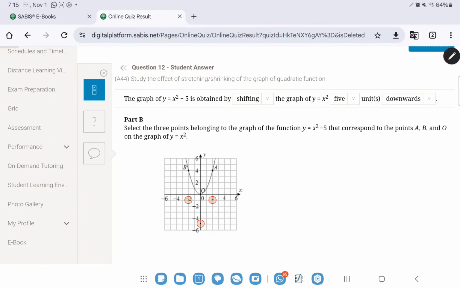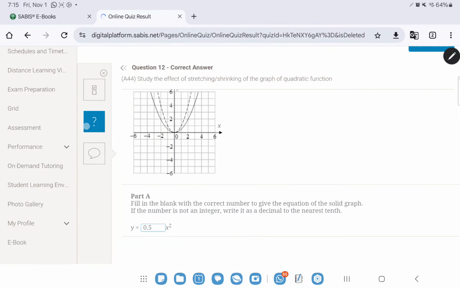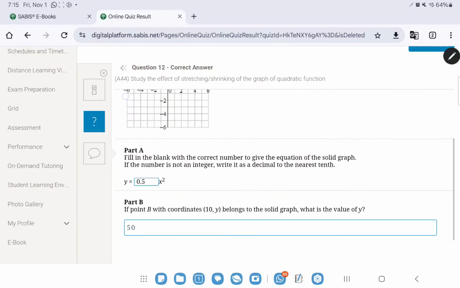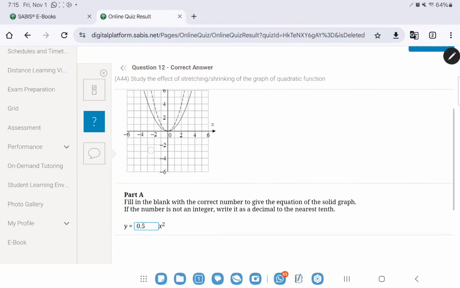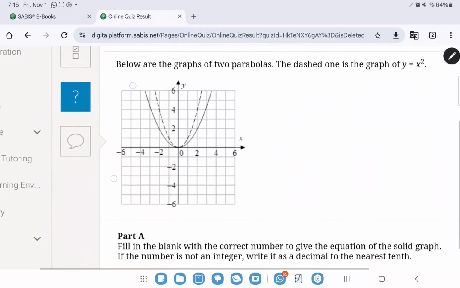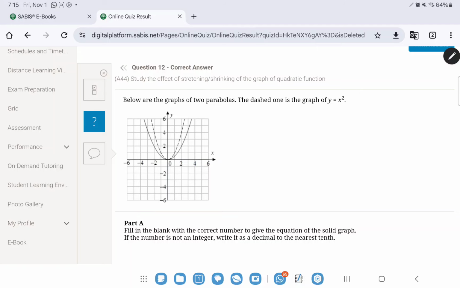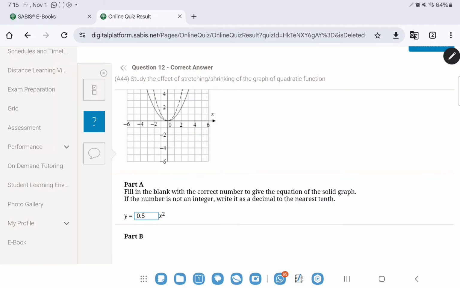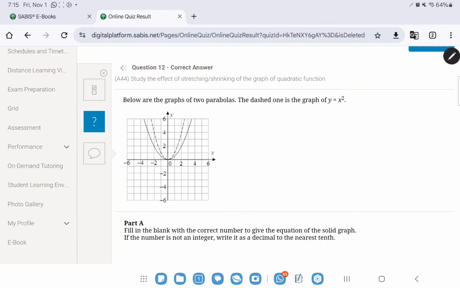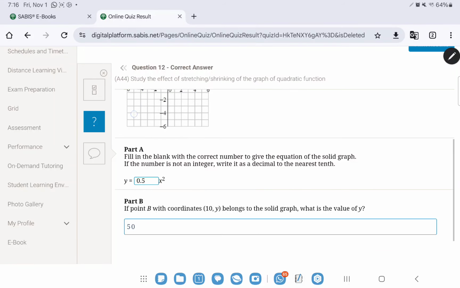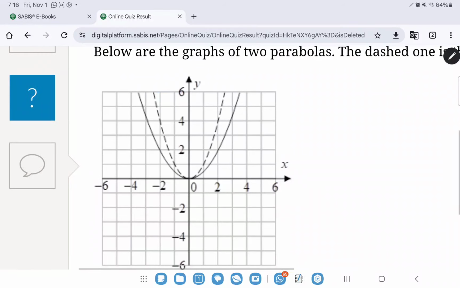That's it. Now our last question. Here they gave you your first graph and they asked you how much did you stretch it? Which one? It depends. The dashed one is the original, so how much did you shrink it? So dashed is your original. This is the OG one.